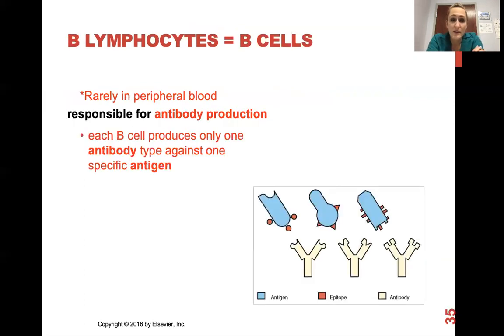B cells or B lymphocytes are rarely seen in peripheral blood. They're responsible for antibody production. The basics that you need to know for this class is that each B cell produces only one antibody type against one antigen. So basically, they can respond to a different type of antigen for immunity, and that's what the immune system is going to use to create either immunity or the ability to fight it. That's kind of what you need to know: it's responsible for antibody production, and each individual cell only produces one for a specific type of antigen.